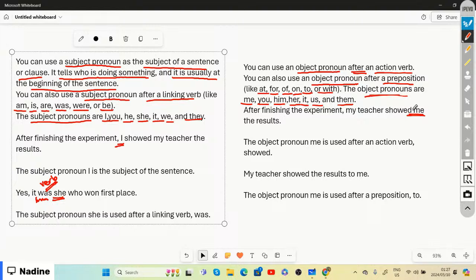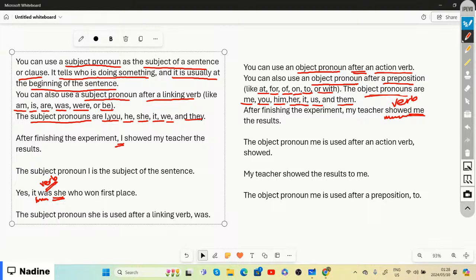So my teacher showed me the results. And if you look at me, right, me comes after our verb. This is an action verb, showed. So after finishing the experiment, my teacher showed me the results, which means that our object pronoun is me, and it is used after the action verb, which is showed.